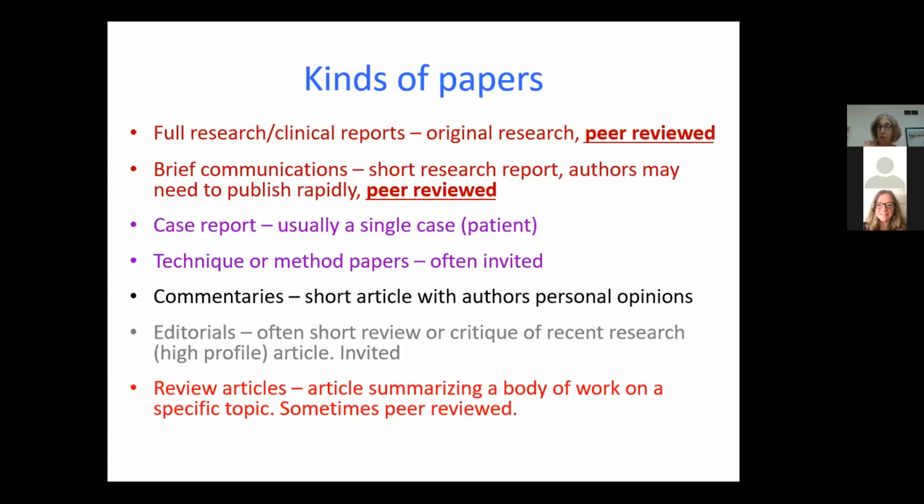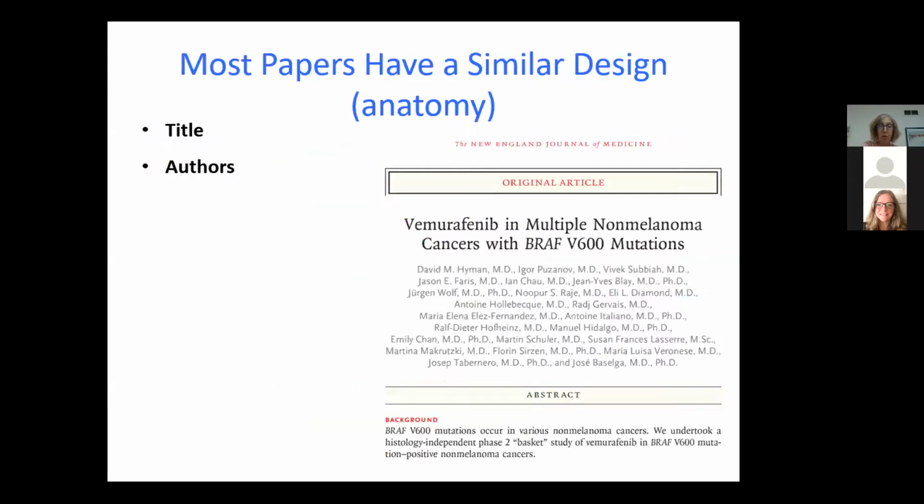And then there are review articles, which summarize a whole body of work on a specific topic. Sometimes review articles are peer-reviewed. Some really good journals will send them out to be read by other experts in the field before they publish them. Other review articles are not peer-reviewed, so you need to be aware that the quality can vary quite a bit. And you'll see that as you read them.